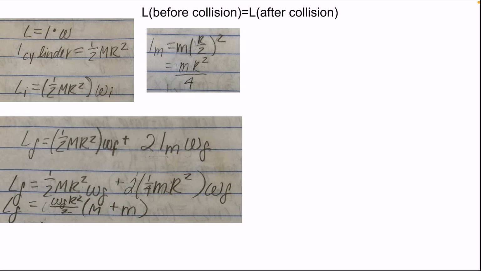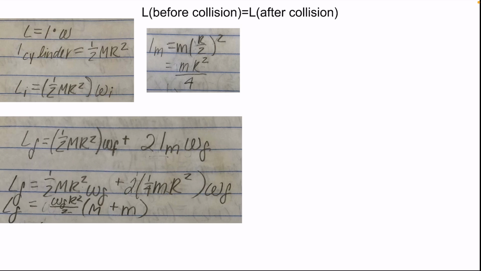So the final momentum is going to be equal to 1/2 mr squared times omega final this time, because the speed is changed due to the blocks. And then you have to add the angular momentum of the two cubes, which is why I have a 2 in front of the inertia of the cubes times omega final in that equation, because they're going to contribute in identical ways to this.